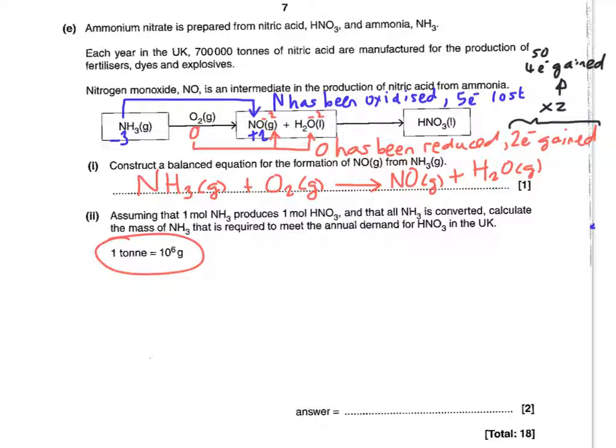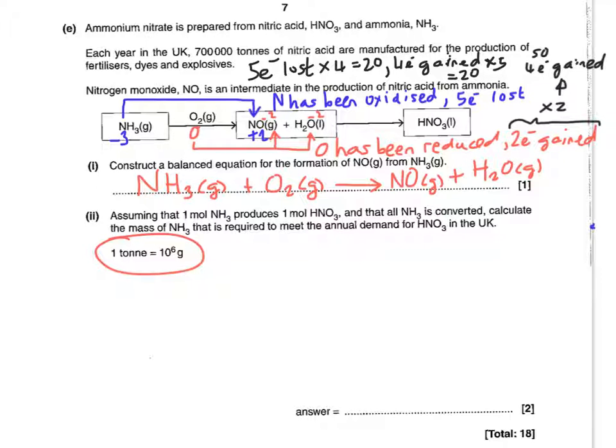But be careful here, because it's O2, that means there are 2 oxygen atoms within O2. Each one has gained 2 electrons. There's a total of 4 electrons gained. So for the oxidation and the reduction to support each other here in terms of electron transfer, 5 electrons lost times 4 gives you 20. 4 electrons gained times 5 gives you 20.